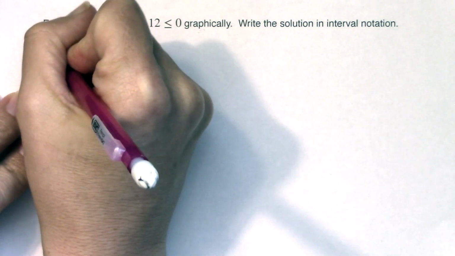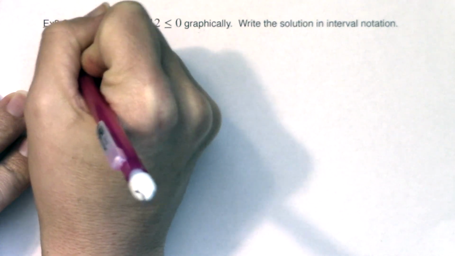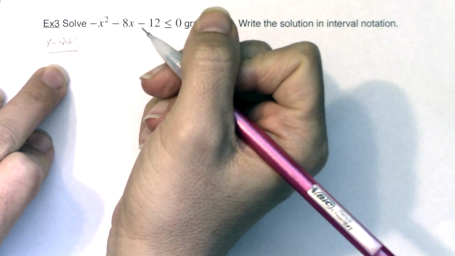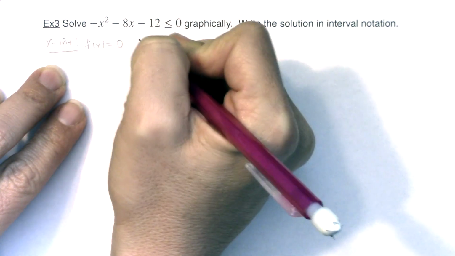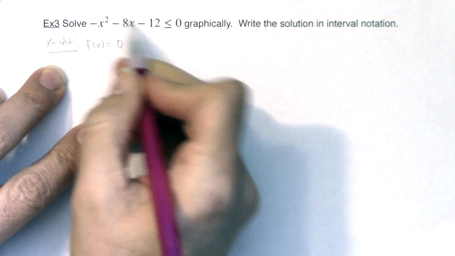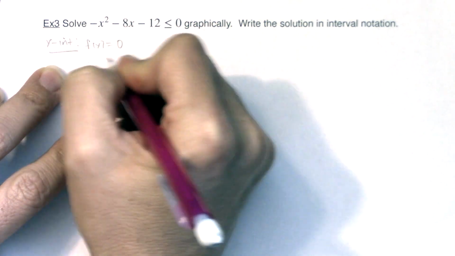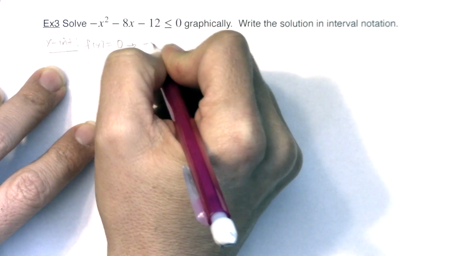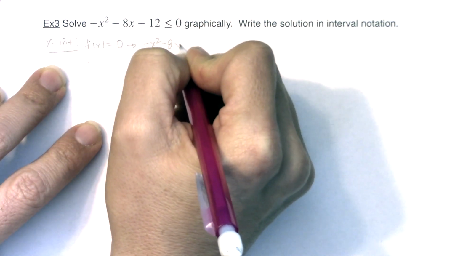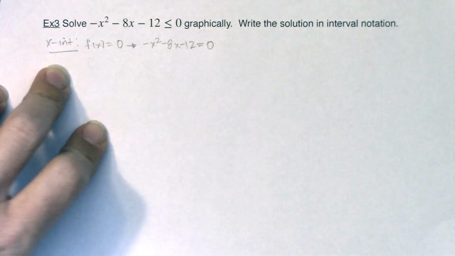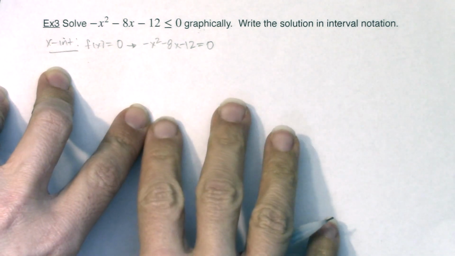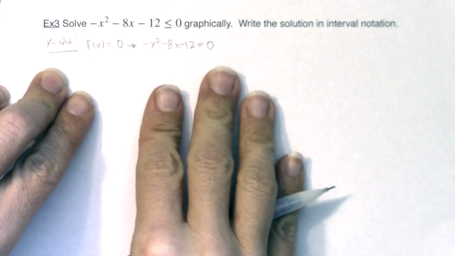And you see me, I like to find interesting points. I think intercepts are interesting points. And I ultimately always want to find an x-intercept by letting y equal 0 or letting my function equal 0. So that means when is negative x squared minus 8x minus 12 equal to 0? You could factor, you could use the quadratic formula, you could complete the square to solve this.